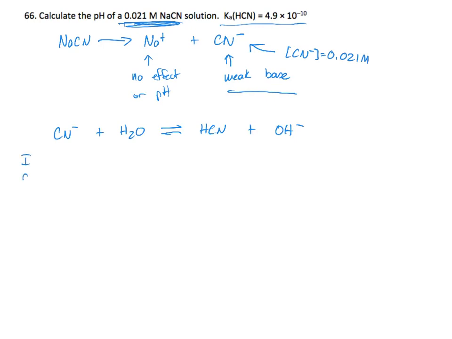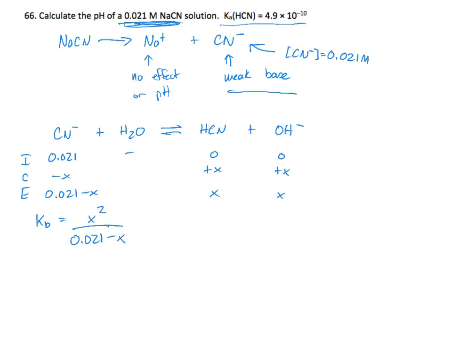This means this is an ICE table, ICE. And our initial concentration is 0.021 molar, 0 and 0. The initial hydroxide is actually not 0, it's 10 to the minus 7, but it's small enough that we can ignore it. C is minus X, plus X, plus X. At equilibrium, 0.021 minus X, X, and X. The Kb for CN- is equal to X squared over 0.021 minus X.